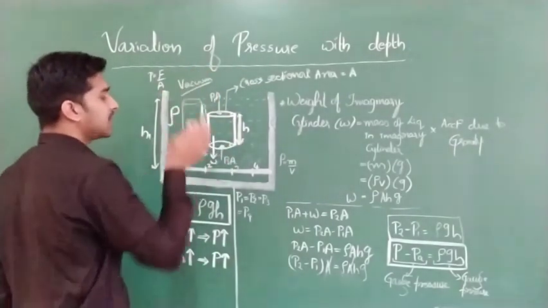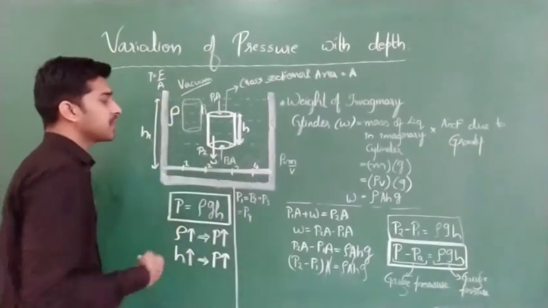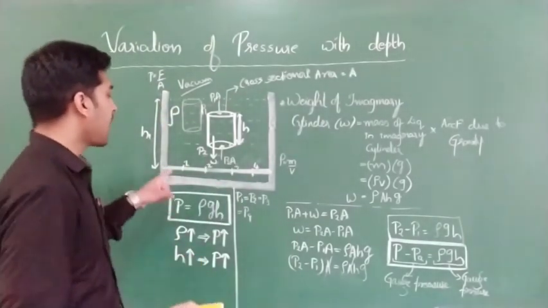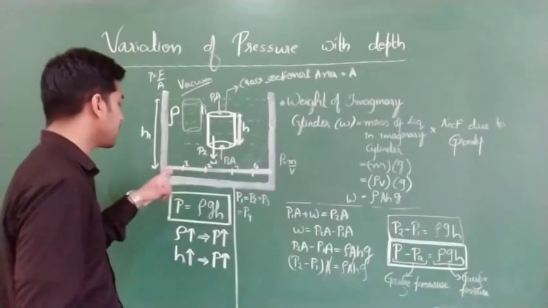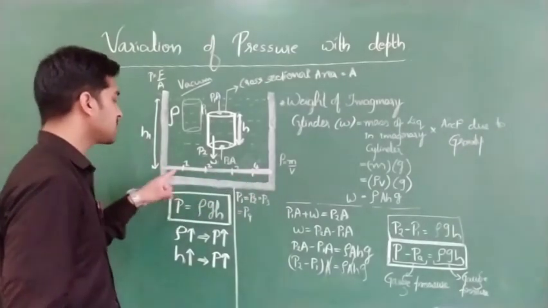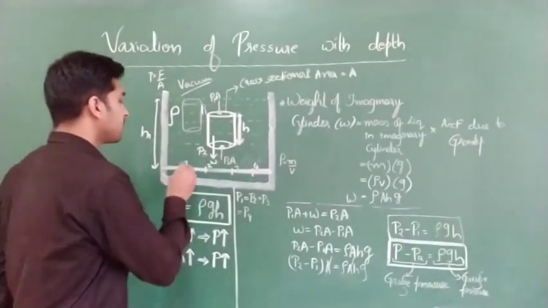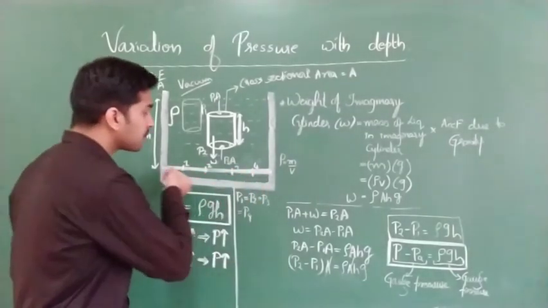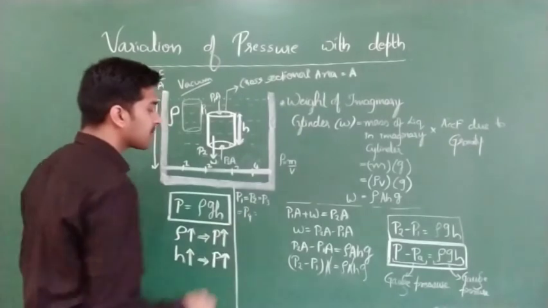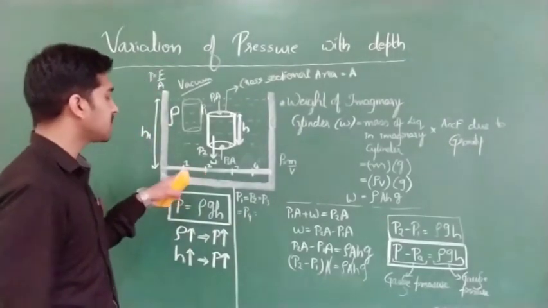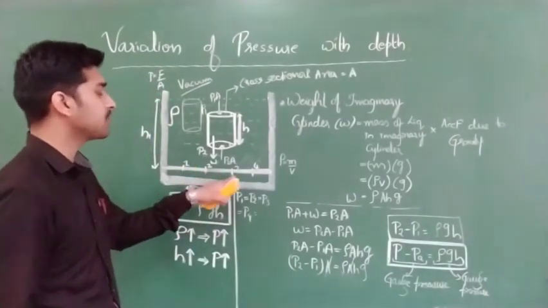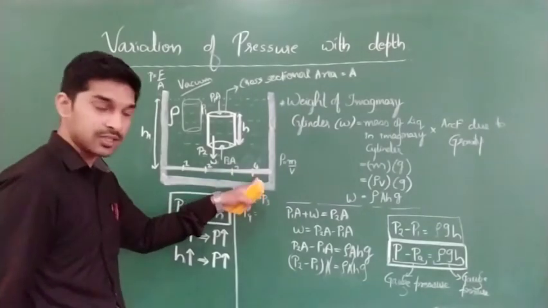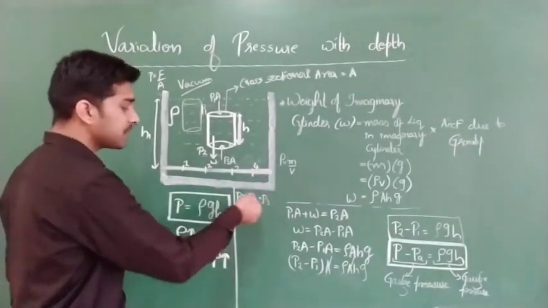Just forget about the cylinder and all. Just consider a beaker which is filled with water, and on that beaker let us assume we had attached one strip. Then on that strip, at this point, this point, this point, this point, we are calculating pressure. Those four values will be the same. So P1 equals P2 equals P3 equals P4.